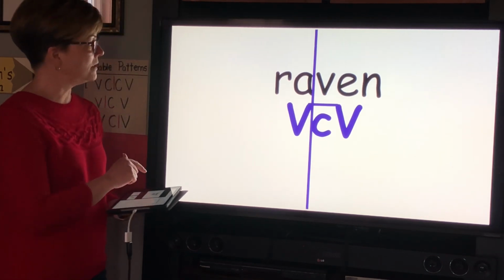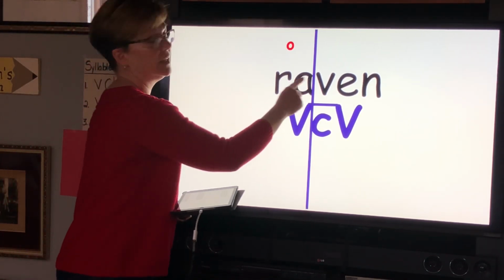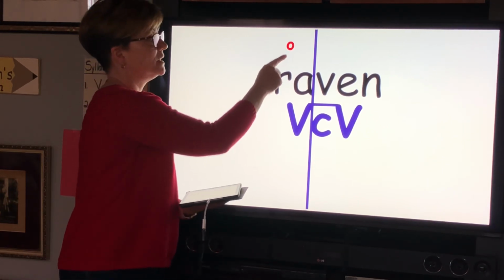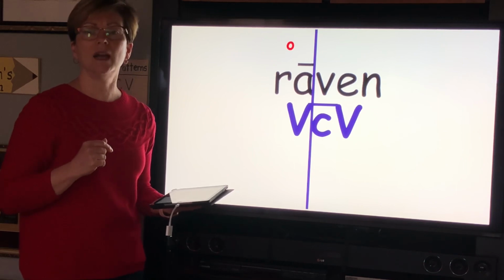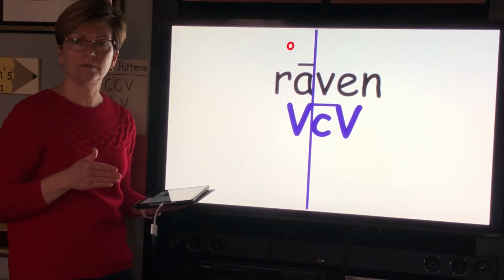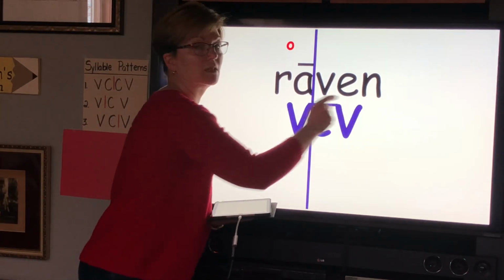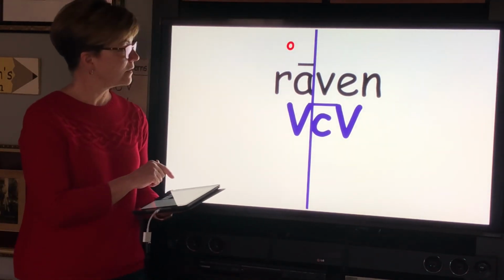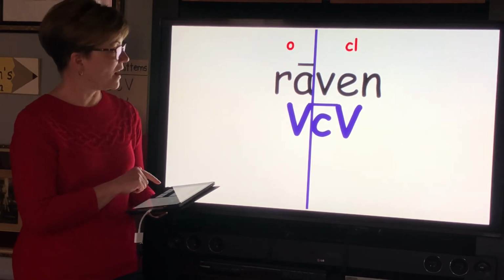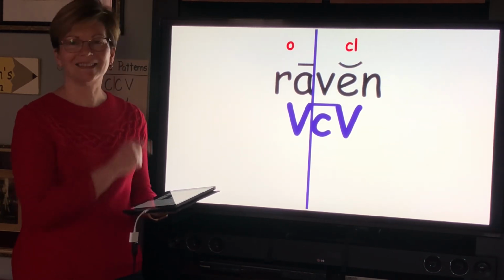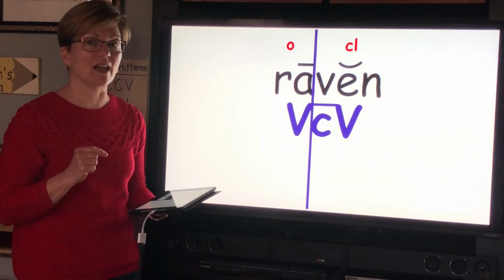And that means this first syllable, which does not end in a consonant, is an open syllable, and the A is long and strong, and it says r-a, ray. And that means the second syllable ends with a consonant, it's closed. And my vowel is a wimpy vowel. There's that symbol, the breve. V-e-n, ven.